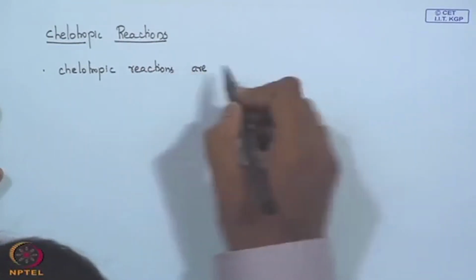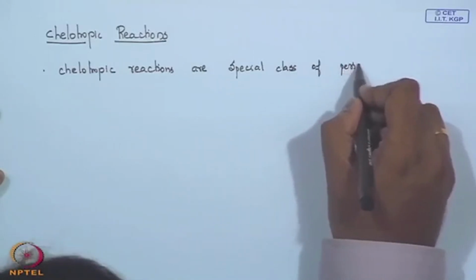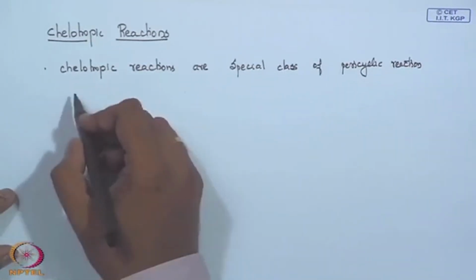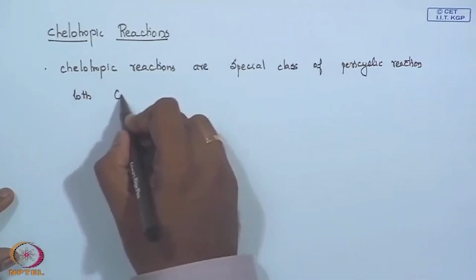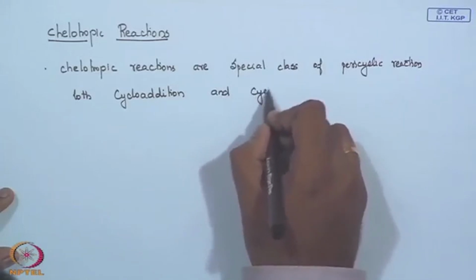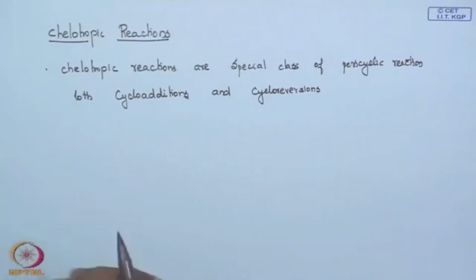Cheletropic reactions are a special class of pericyclic reactions which involve either cycloaddition or cycloreversion. Fine. So cheletropic reactions are a special class of pericyclic reactions which involve either a cycloaddition reaction or a cycloreversion reaction. So it should be either a cycloaddition type of reaction or a cycloreversion.